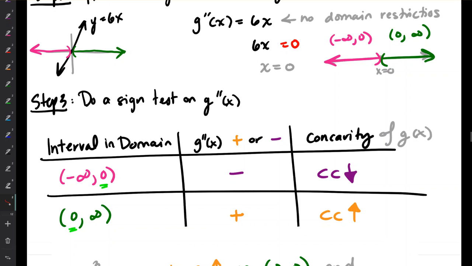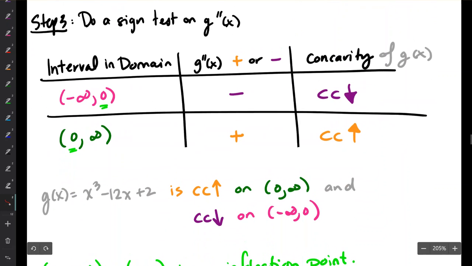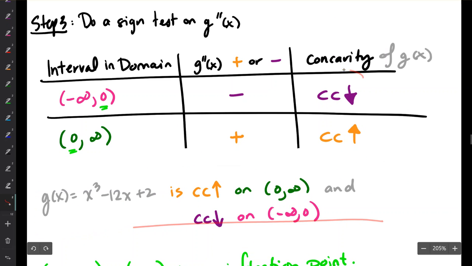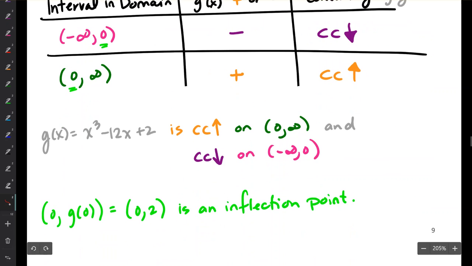You can see pretty quickly where the second derivative is positive or negative. So I've gone ahead and summarized that result. And right here, since the concavity of g is changing from concave down to concave up when x is 0, the point (0, g(0)) is an inflection point, and g(0) is 0 minus 0 plus 2, so the y coordinate is 2.